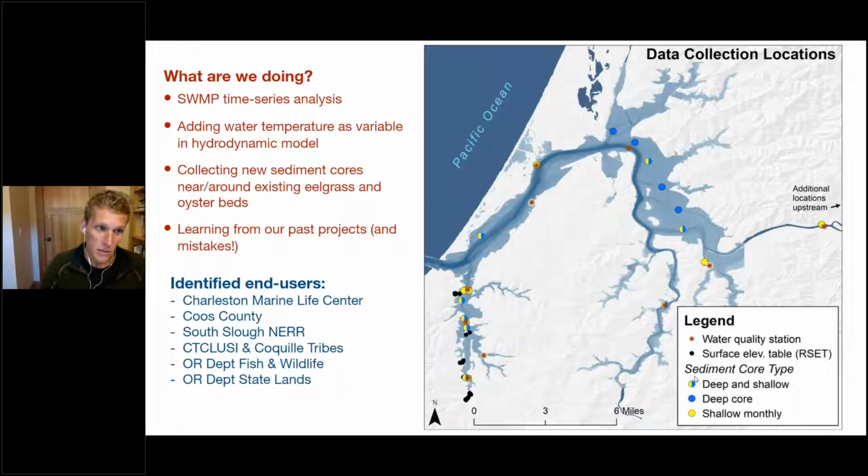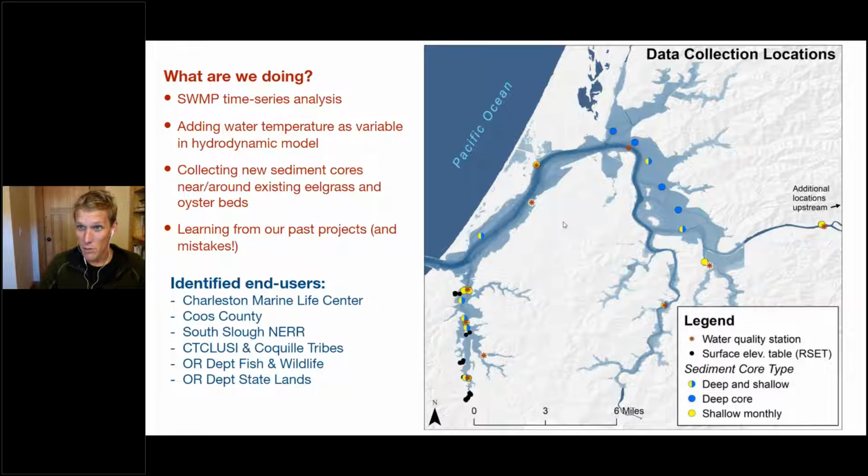that we just talked about. So we're continuing some time series analysis of the SWAMP stations. This map over here actually shows you the water quality stations, both in South Slough, these red dots, and then also within the Coos Estuary, we have some sites that we're able to get data from. We're going to add water temperature as a variable into the hydrodynamic model.